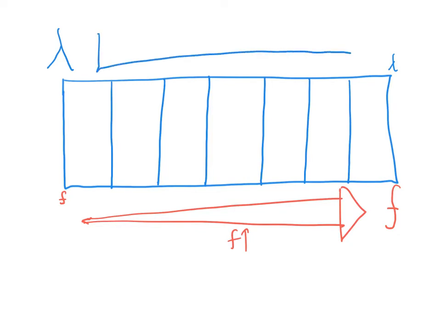Now, this diagram is not drawn to scale, because there are many orders of magnitude. By that I mean by multiplying by 10 or dividing by 10, that these wavelengths and frequencies range through.